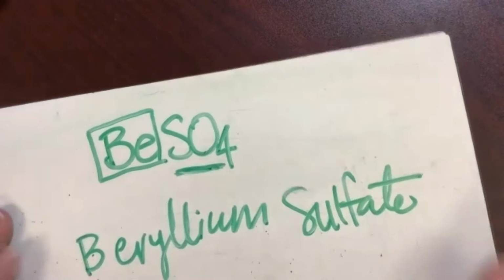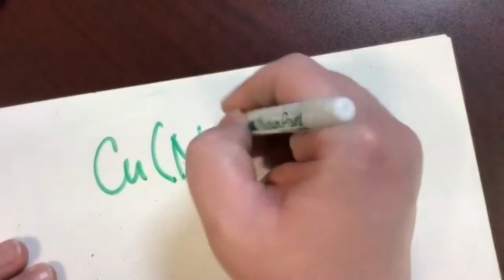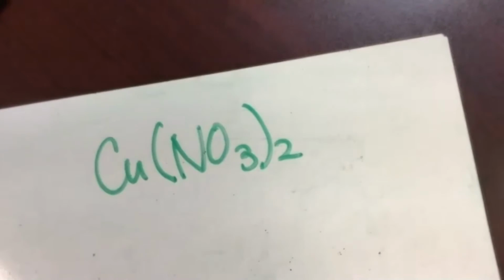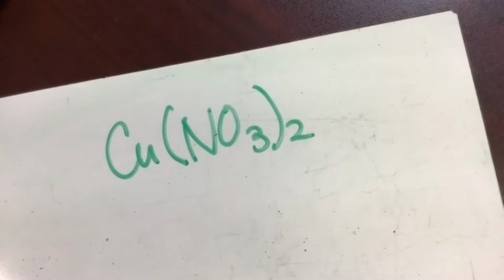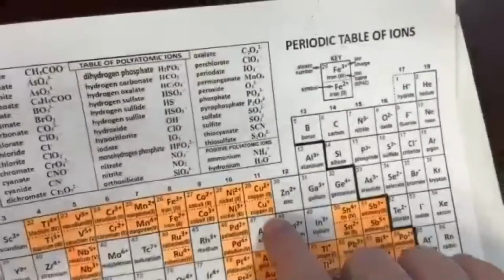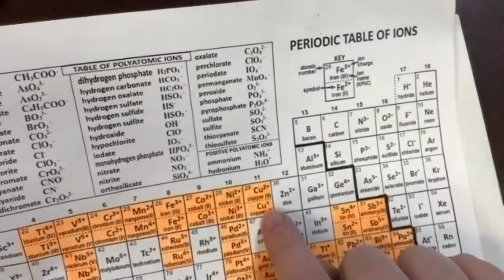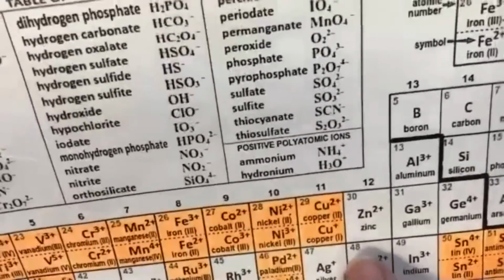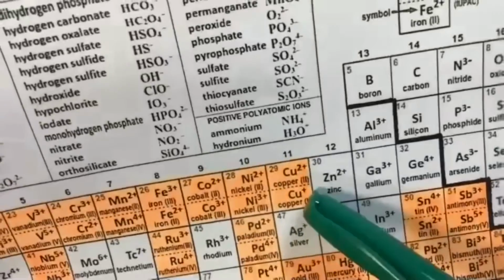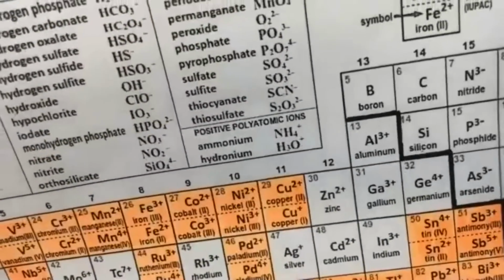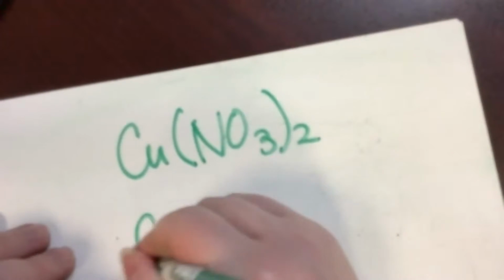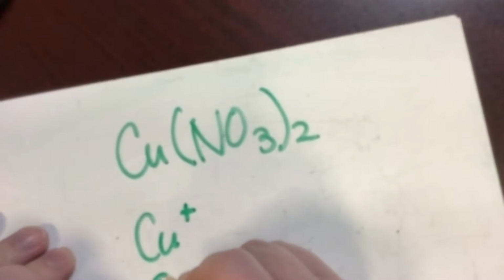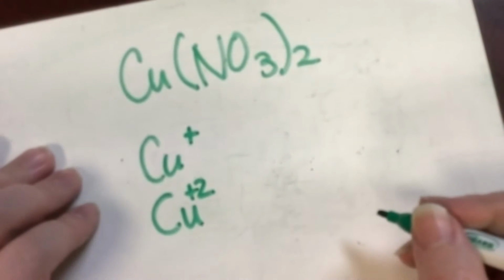All right, 26. Cu(NO3)2, with the 2 outside the parentheses. Okay, Cu is copper. That's the first term. So I'm going to go to copper. Copper's highlighted, so I now have to choose: is it going to be copper 1 or copper 2? So we have to figure that out. It could be copper 1. It could be copper 2.